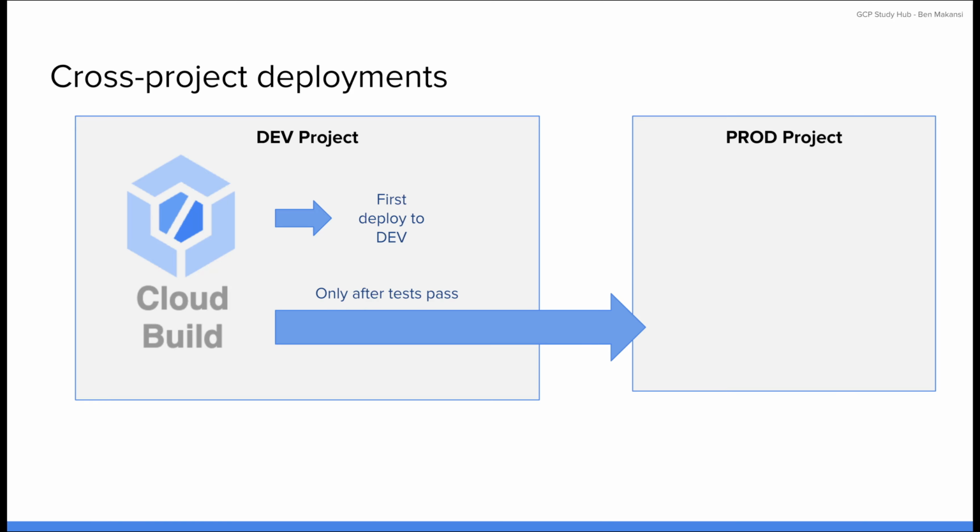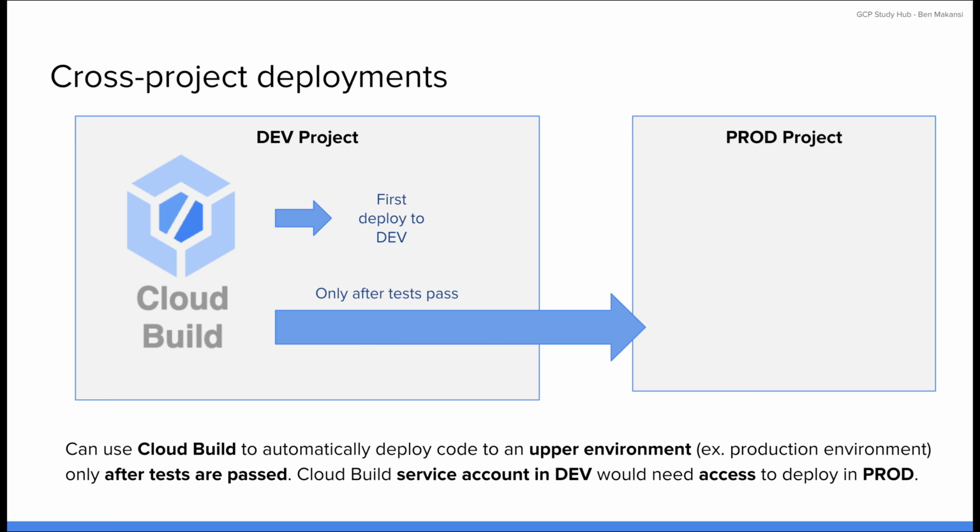In summary, in this setup, you can use Cloud Build to automatically deploy code to an upper environment, like a production environment, and make sure that happens only after tests are passed. In this configuration, the Cloud Build service account in dev would need access to deploy in prod.